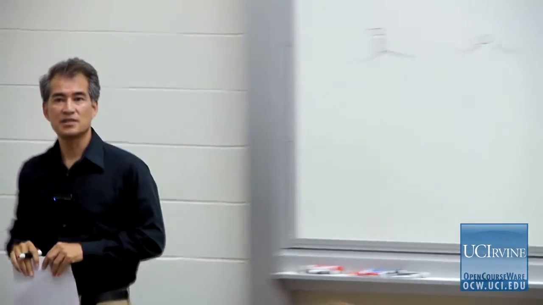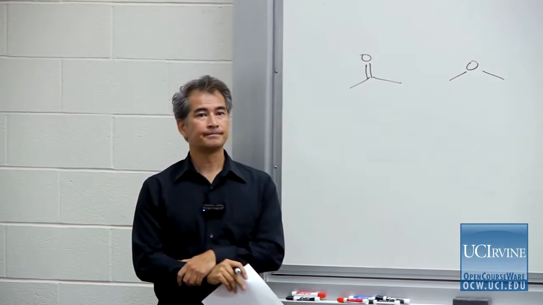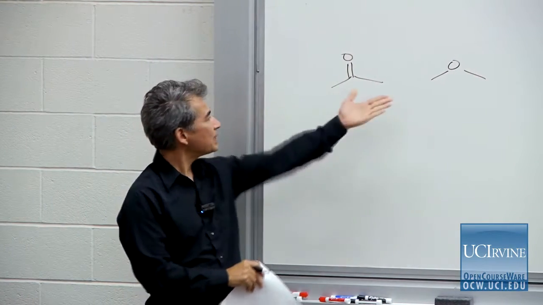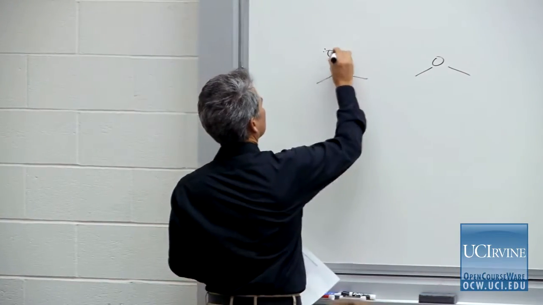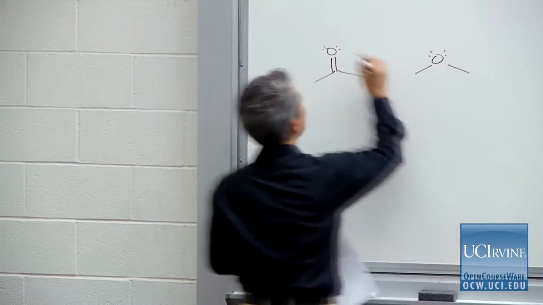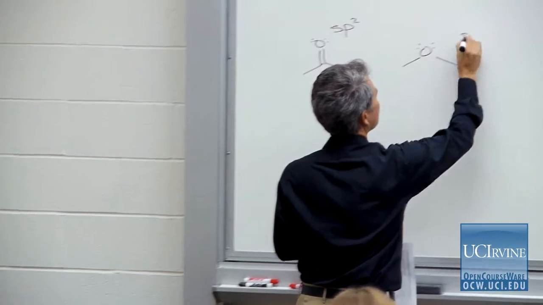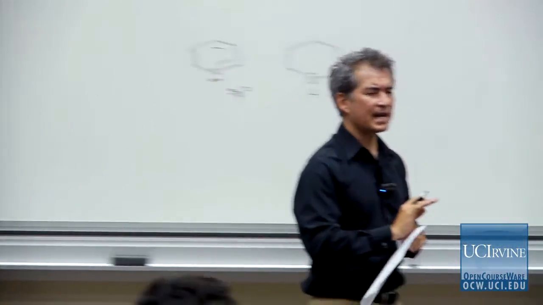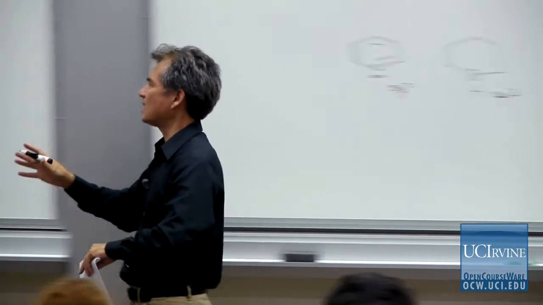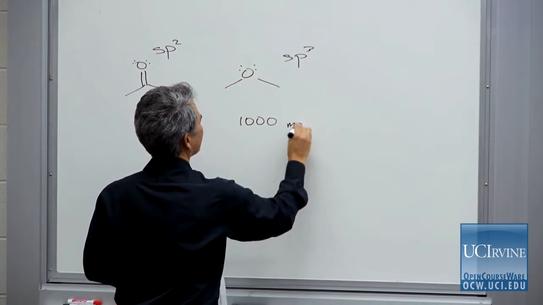Which of these oxygens is more, I guess what I'm asking is basic. Which of these oxygen atoms would you expect to be more basic? I've got a ketone and an ether. Yeah, the ether oxygen. They both have two lone pairs, but these lone pairs are sp2 hybridized, and the lone pairs sticking off of this oxygen are sp3 hybridized. Now the important point is we look at a pKa table, and the difference is not 10 to the 5th this time. It's not always 10 to the 5th. Here it's only 1,000 times more basic.